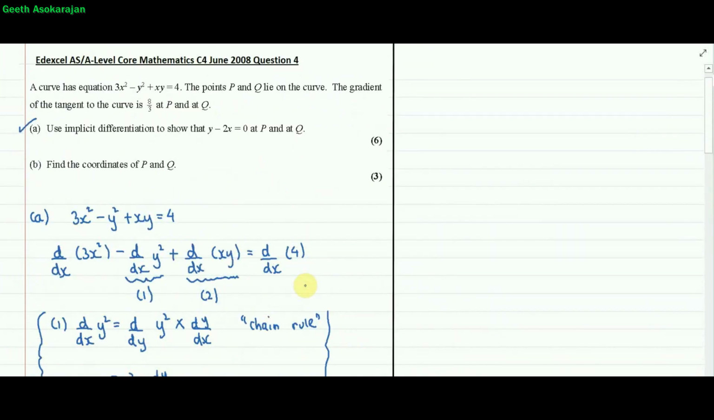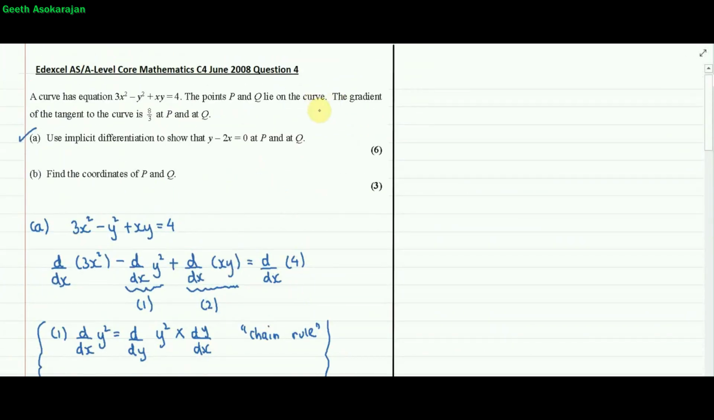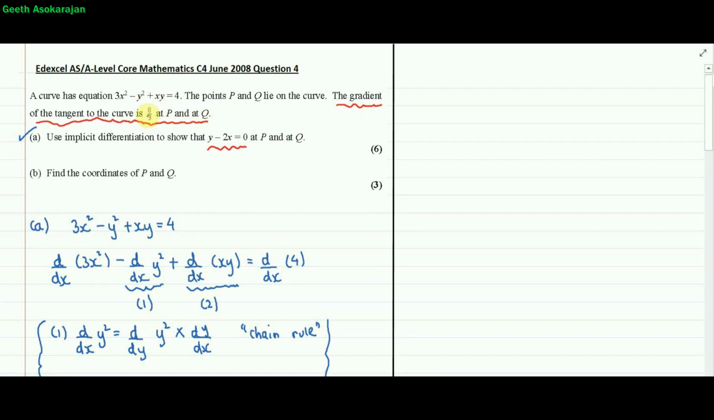So let's revisit the question. So remember, according to the question, it does say that the gradient of the tangent to the curve is 8/3 at P and Q. We need to use implicit differentiation in part A to show that y minus 2x is 0 at P and Q. So we have dy over dx, but the gradient is given at P and Q, it's 8/3.